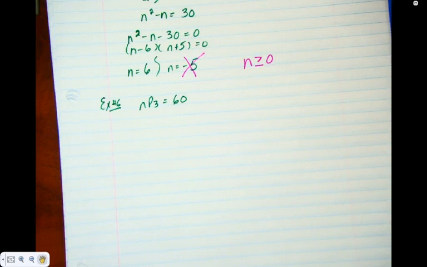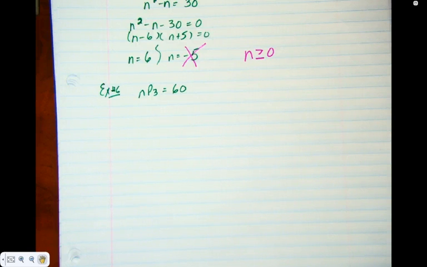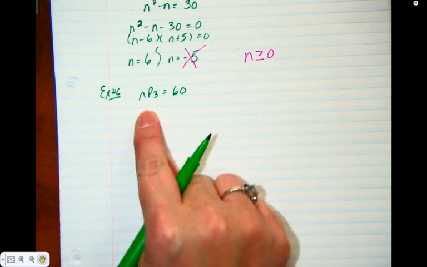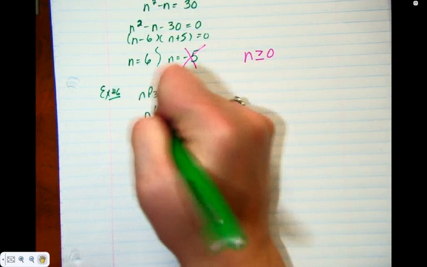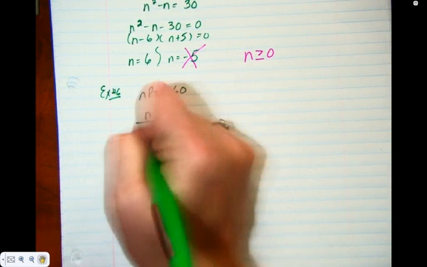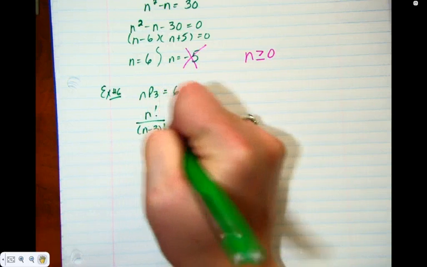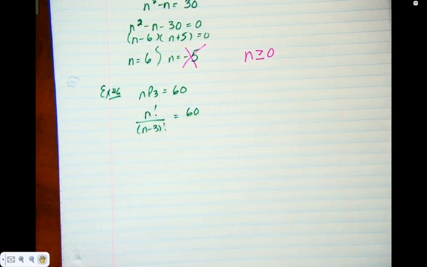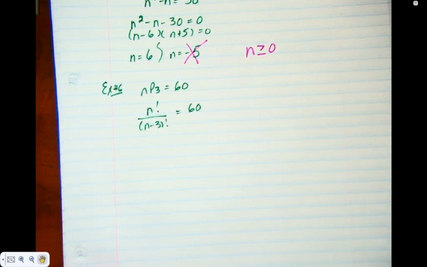But okay, following the exact same steps, what's going to be first? Substitute into the equation. So nP3 would be n factorial over n minus 3 factorial. Step number 2, simplify. So figure out which is the bigger one, and let's break it down.